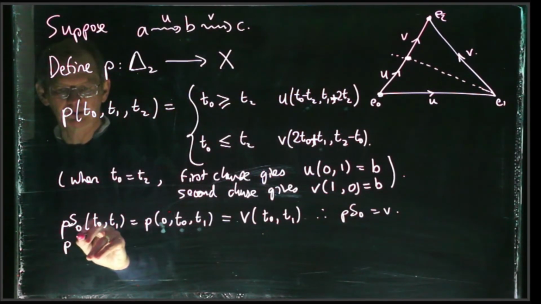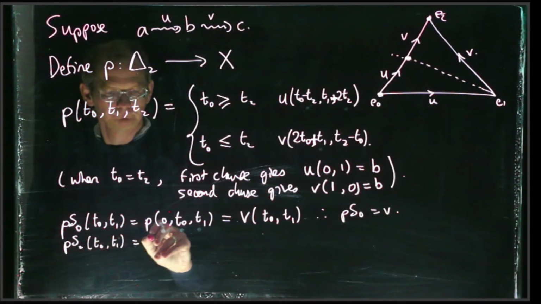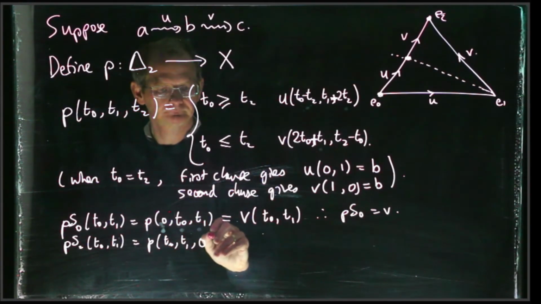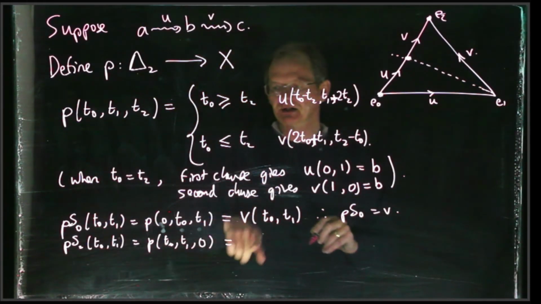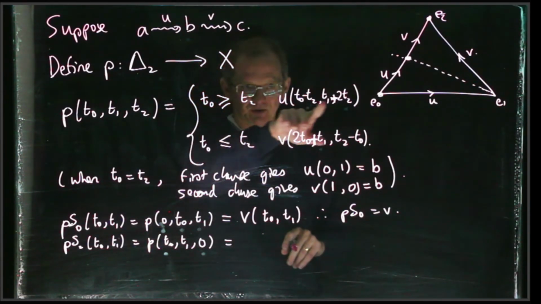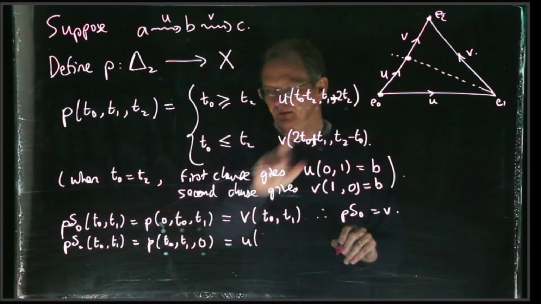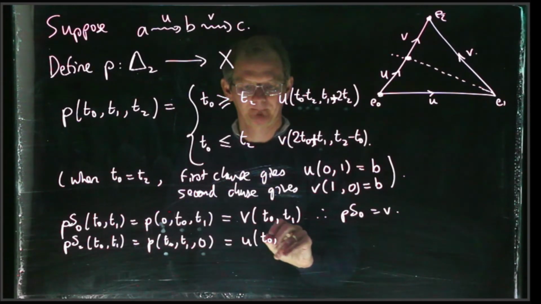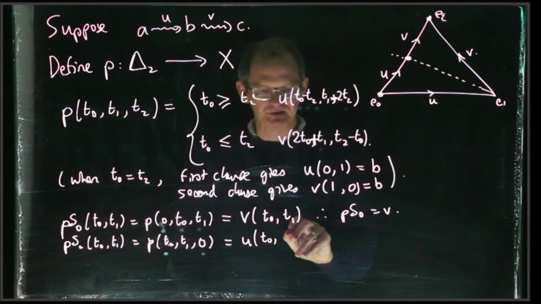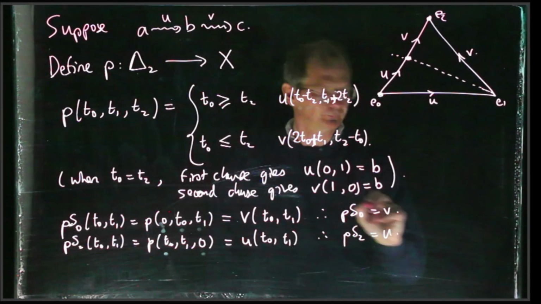And let's do P delta 2 next. So that would be T0, T1, 0. Okay, so we're in the situation where the first coordinate is bigger than the last one, so it's this first clause here. So we get a U, and here we get the first coordinate minus the last one, which is T0, and then you get the middle coordinate plus twice the last one, which is T1. So P delta 2 is U.